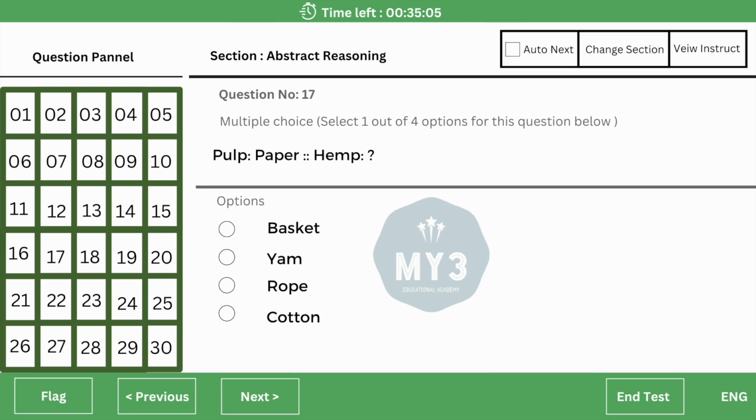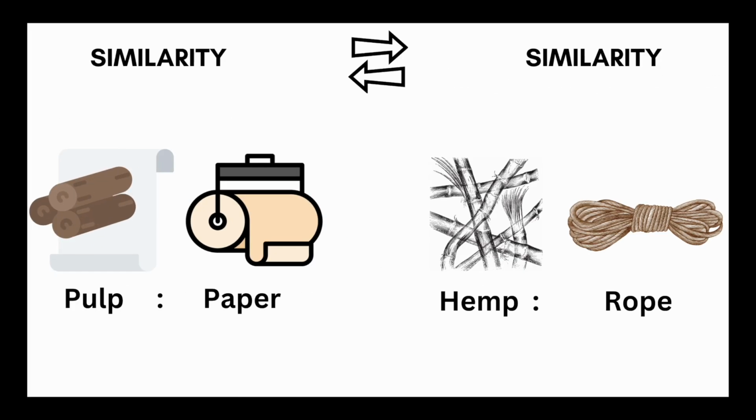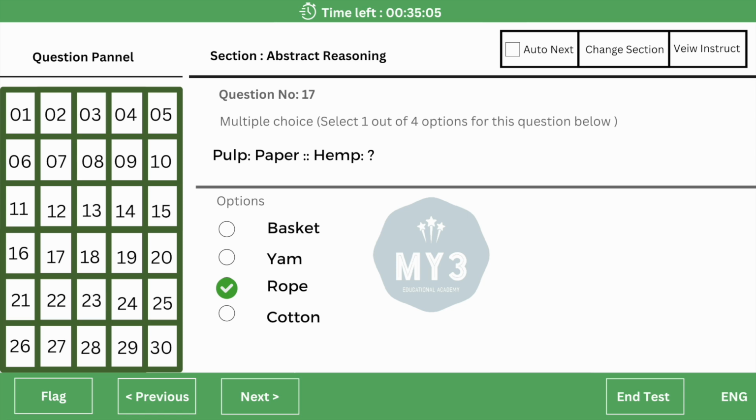So in the abstract reasoning, they gave a question like this: pulp, paper, hemp, watch. So you have to understand this is an analogy based question. So in the analogy, pulp is paper. Pulp is a raw material which will be used to produce paper. In the same way, hemp is used to get the rope. So answer must be rope. So similarity based or analogy based question.